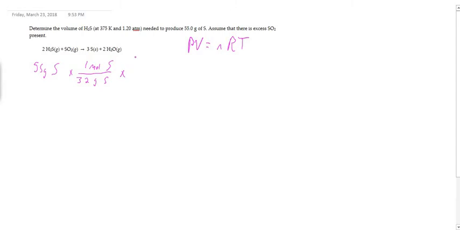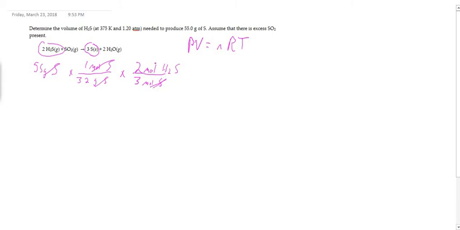Now that I'm in moles, I can do my stoichiometry. I know that for every 3 moles of sulfur that are produced, I consume 2 moles of H2S. And so I write that down: 3 moles of sulfur are going to be produced when I consume 2 moles of H2S. My grams of sulfur are going to cancel out. My moles of sulfur are also going to cancel out, leaving me with moles of H2S.